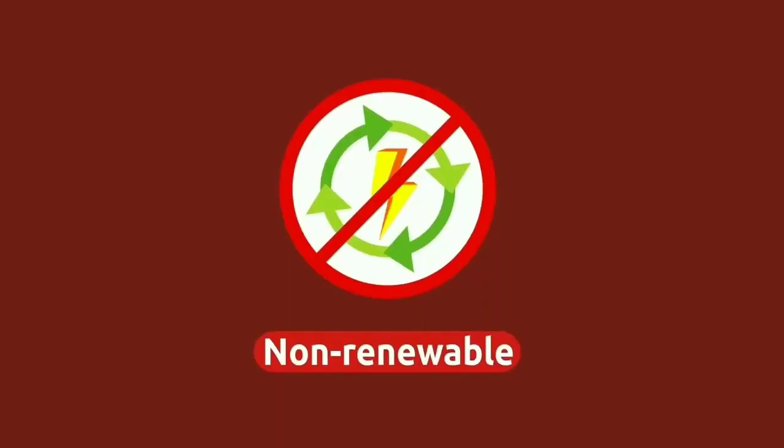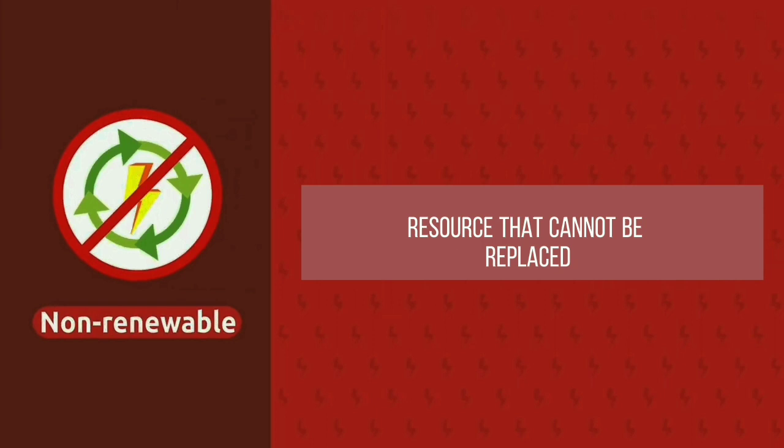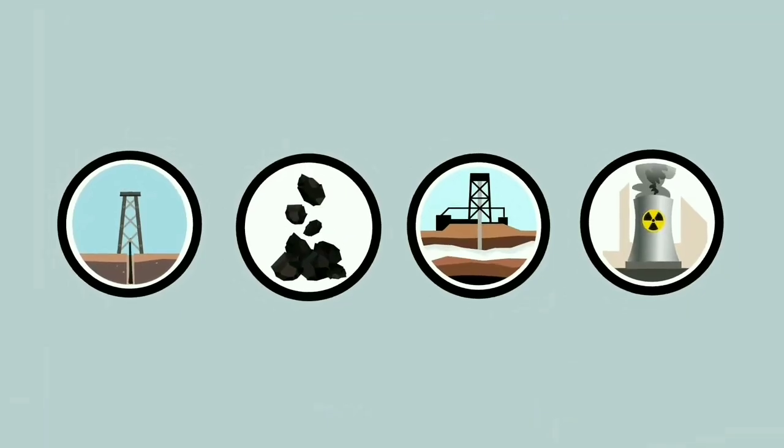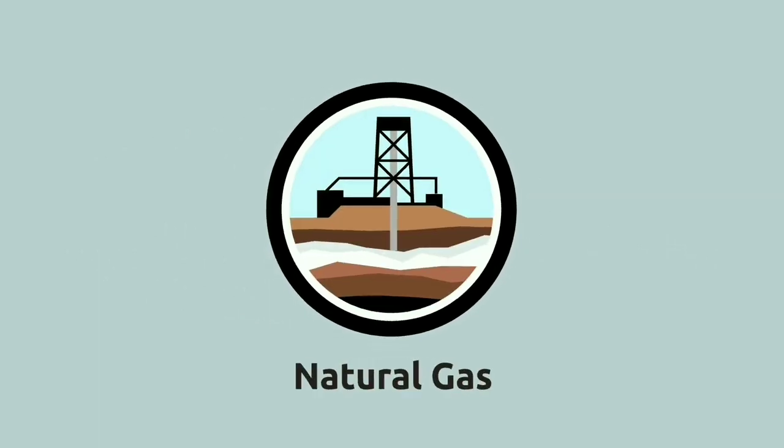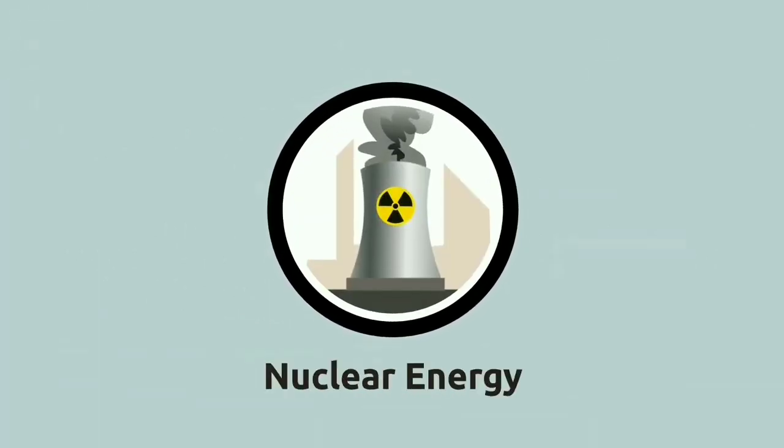A non-renewable resource is a natural resource that cannot be readily replaced by natural means at a pace quick enough to keep up with consumption. There are four major types of non-renewable resources. It includes oil, natural gas, coal, and nuclear energy.